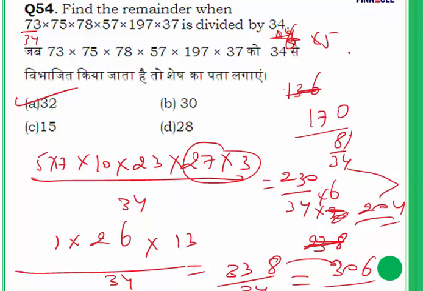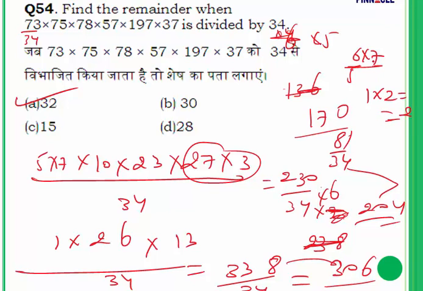For example, let's take a simple example. Let's take 6 into 7. If I multiply it, how much would be the remainder? Now you can divide 6 by 5, the remainder would be 1, and 7 divided by 5, the remainder would be 2. 1 into 2, that is 2. 2 should be the answer.